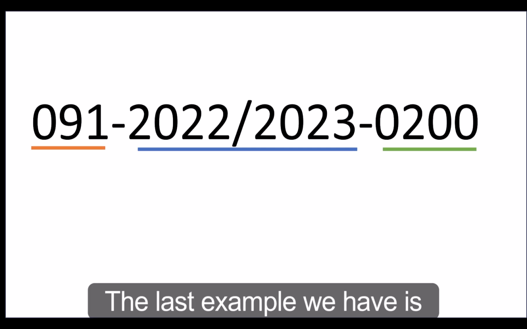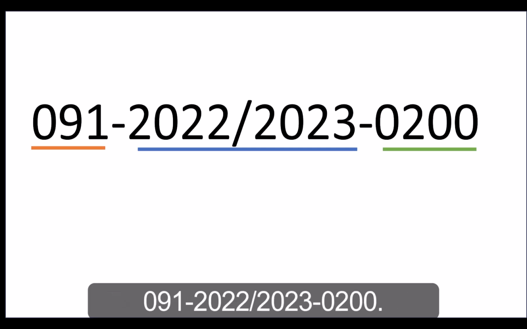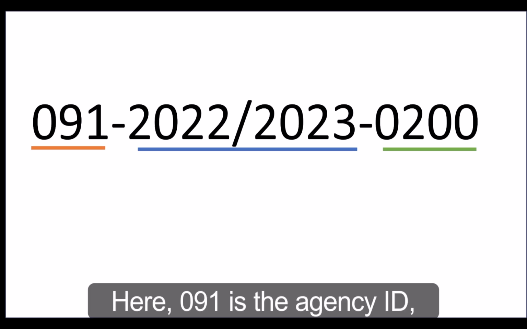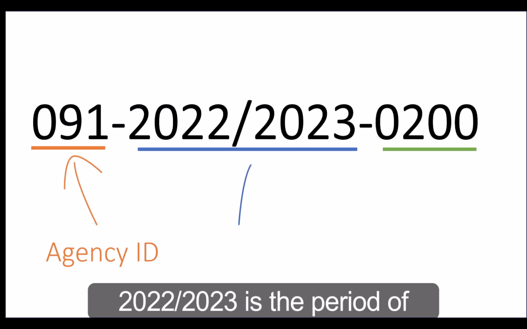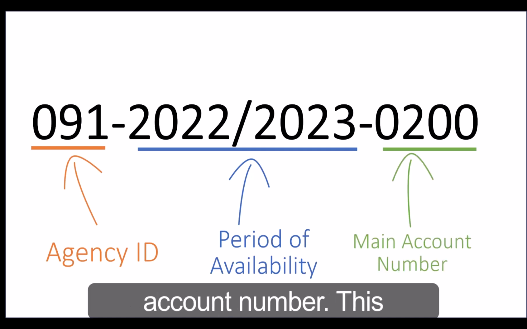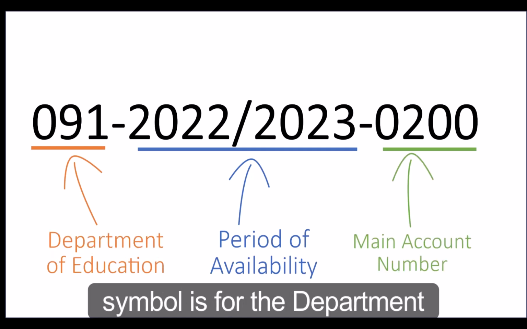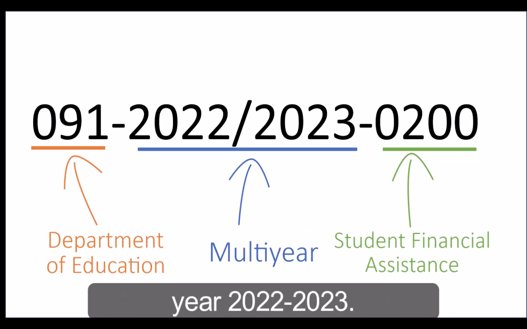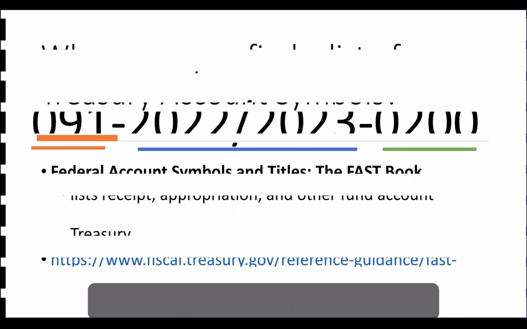The last example we have is 091-2022/2023-0200. Here, 091 is the agency ID, 2022/2023 is the period of availability, and 0200 is the account number. This symbol is for the Department of Education's Student Financial Assistance for years 2022 to 2023.